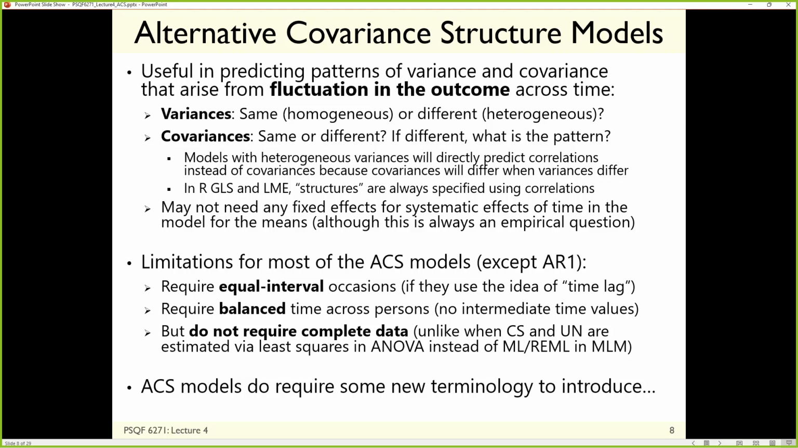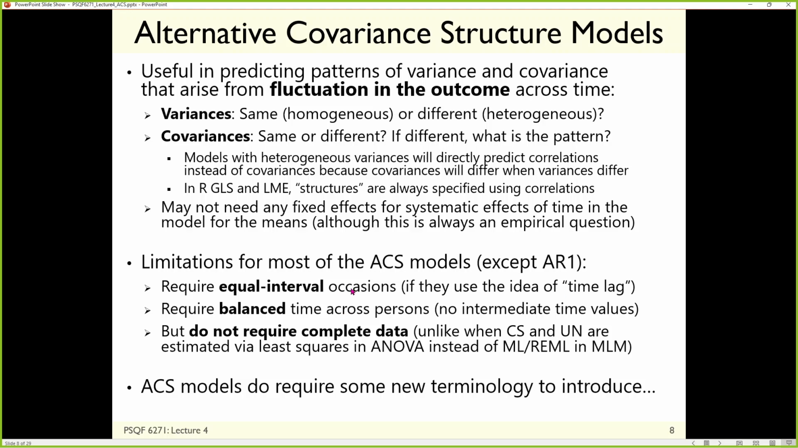Then we have equal interval versus not. That has to do with equal distances in time between occasions. That is only a problem if you're fitting a correlation pattern that's built with lags. And there's a couple of them that have that. We'll see examples of that.